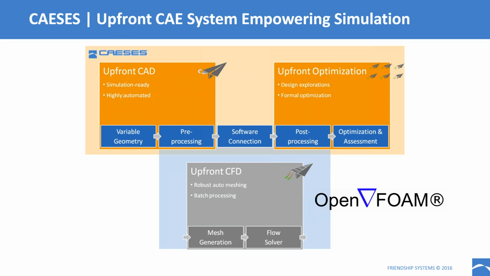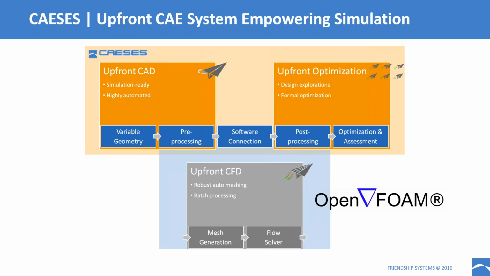So CAESES is typically used with CFD simulation software, but it can also be any kind of other external software. And if we couple to CFD, then the external tool will take care of the mesh generation and the flow solving. In our examples today, this tool is OpenFOAM with its related mesh generators, Snappy Hex Mesh or Block Mesh.